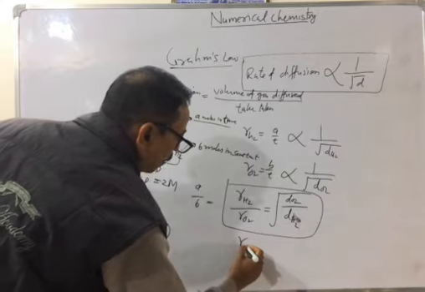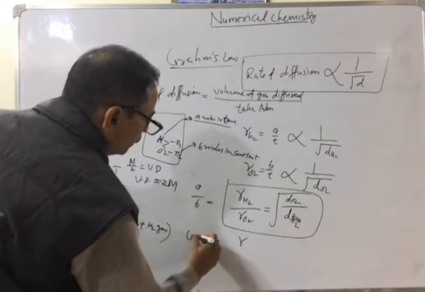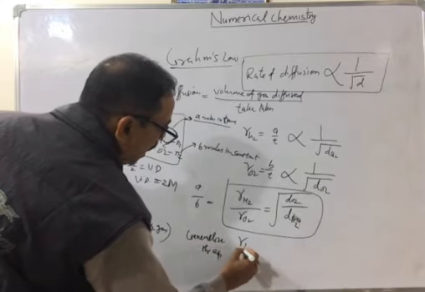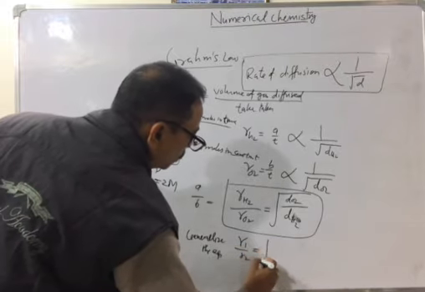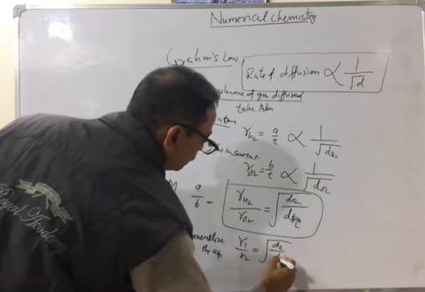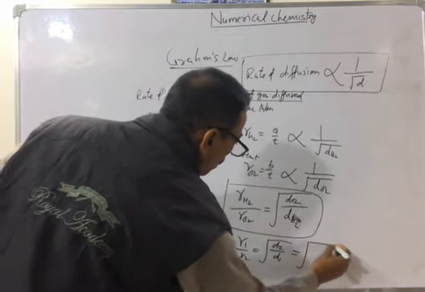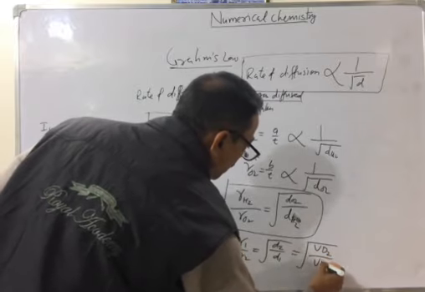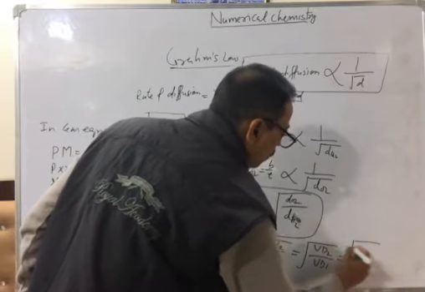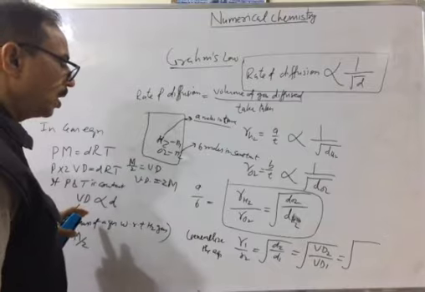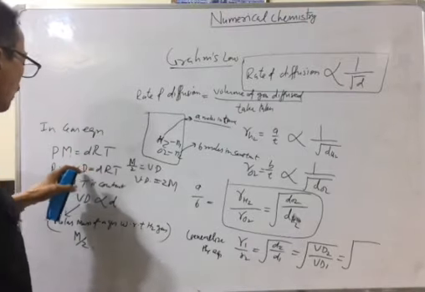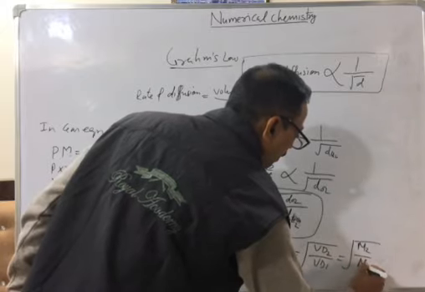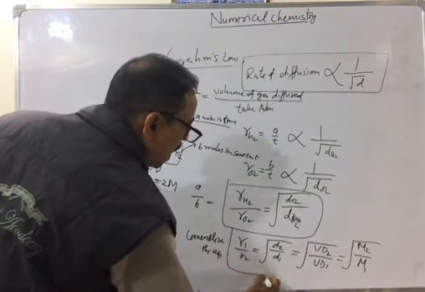So you will get, if we generalize the equation, R1 by R2 equal to square root of D2 by D1 equal to square root of vapor density of 2 divided by vapor density of 1. Vapor density is directly proportional to molecular weight, so it is equal to square root of M2 by M1. So you have to remember all these relations.